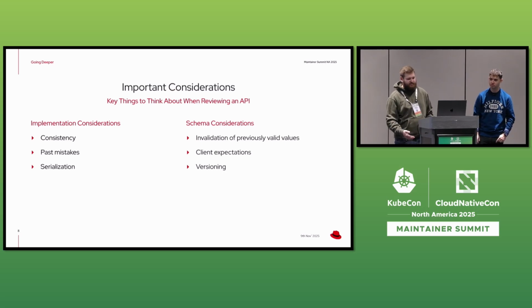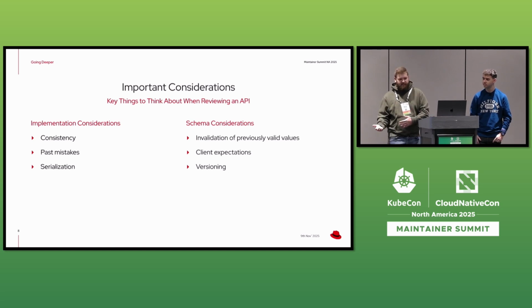For schema considerations, you want to think about invalidation of any previously valid values. What are the impact to your users there? In general, client expectations, who's reading, who's writing your APIs, and then versioning. There's strict versioning guidelines, and there's a whole lot of complexity. If anyone's tried to upversion their CRD, you probably have gone through a lot of work trying to understand what are the constraints for versioning your API.